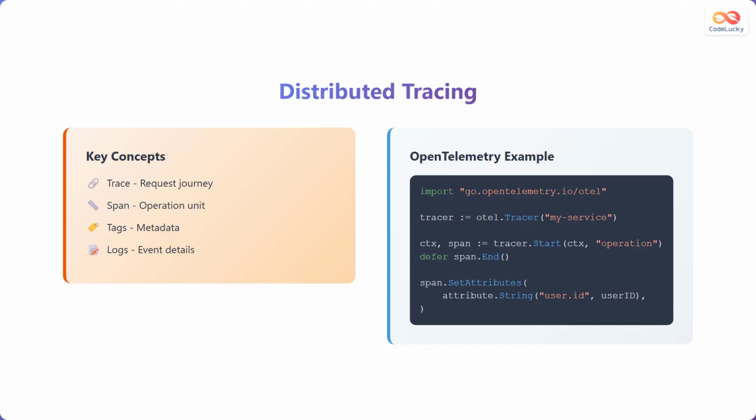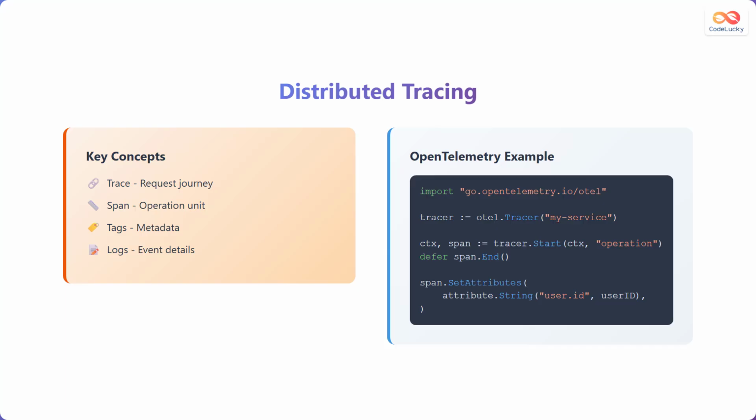Distributed tracing helps you understand how requests flow through your microservices architecture. The key concepts are straightforward but powerful. A trace represents the complete journey of a request through your system, potentially spanning multiple services. A span represents a single operation within that trace, such as a database query or HTTP call. Tags provide metadata about spans, like user IDs or operation types. Logs capture specific events that occurred during span execution.